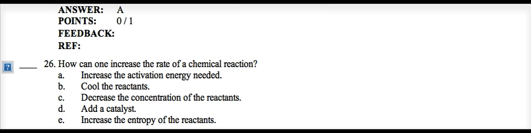All right. Number 26. By the way, we're still all in that chapter on ATP, chapter 8, I think. Okay, how can one increase the rate of a chemical reaction? A, increase the activation energy needed. B, cool the reactants. C, decrease the concentration of the reactants. D, add a catalyst. E, increase the entropy of the reactants. So there's a bunch of vocab words being tossed around.